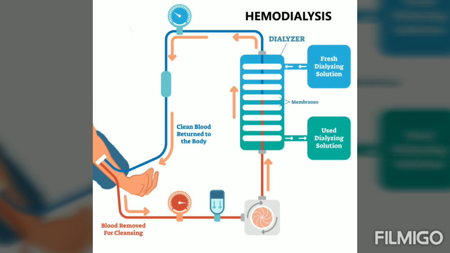Here is the setup of hemodialysis. First of all, the blood is taken out from the body and transferred to the dialysing machine, where the fresh dialysing solution is introduced for the absorption of nitrogenous waste from the blood. Then the purified blood is again transferred to the body. This way, kidney failure patients have to do hemodialysis at regular intervals.